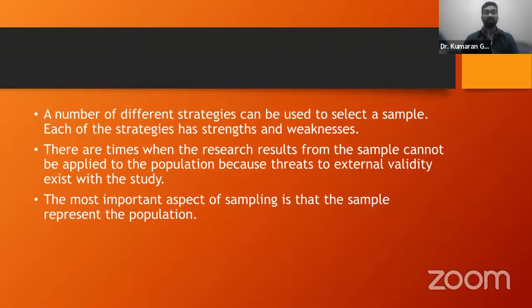Okay, a number of different strategies can be used to select the sample, and each strategy has strengths and weaknesses. When we write the paper, we use one sampling strategy to get our data, but we have to know which kind of sampling was used.